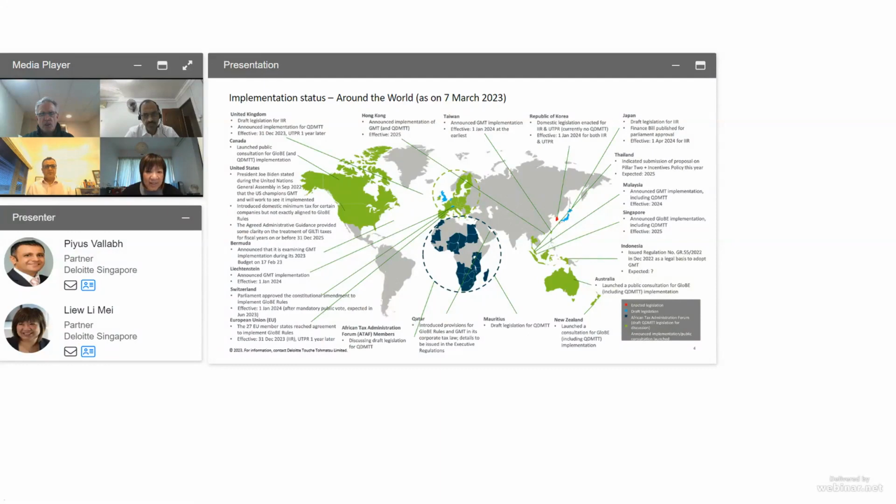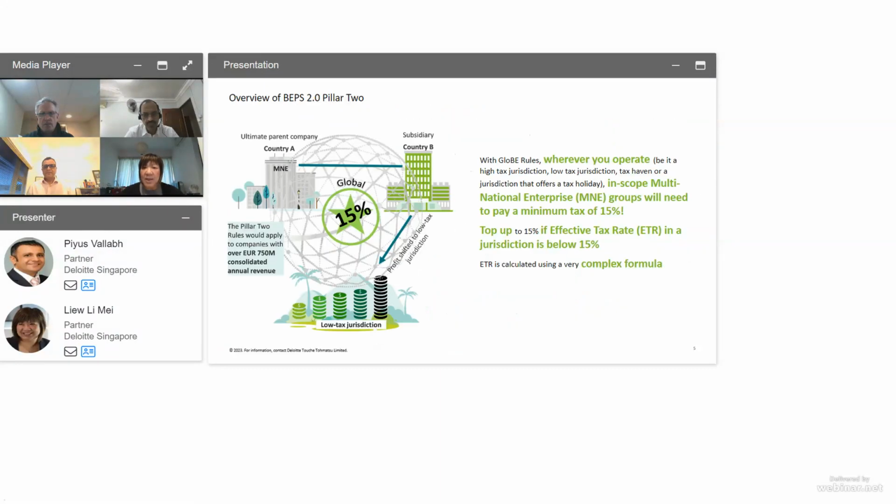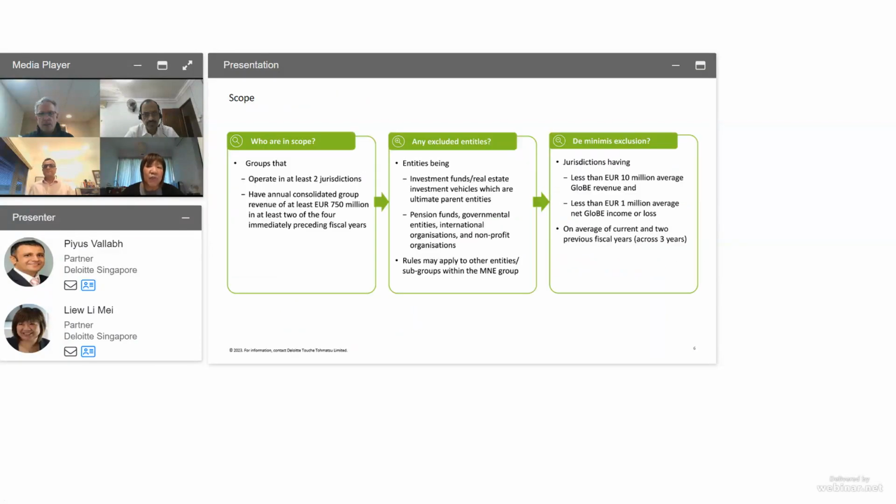So in the next slide, if we could please go to slide 6. Okay, so the Pillar 2 rules apply to taxpayers that have a foreign presence, and that means that they must operate in at least 2 jurisdictions. And they have consolidated annual revenue of 750 million or more in at least 2 out of 4 fiscal years immediately preceding the tested fiscal year.